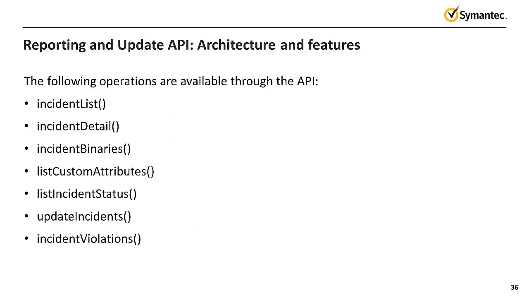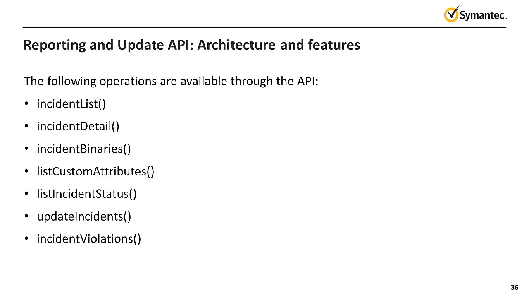The Incident Reporting and Update API is implemented as a web service that resides on the Enforce server. The web service conforms to the Simple Object Access Protocol, or SOAP, 1.1 standard, and it advertises all available operations using a Web Services Description Language, or WSDL, document. Web services development frameworks can generate client code automatically based on this WSDL document.